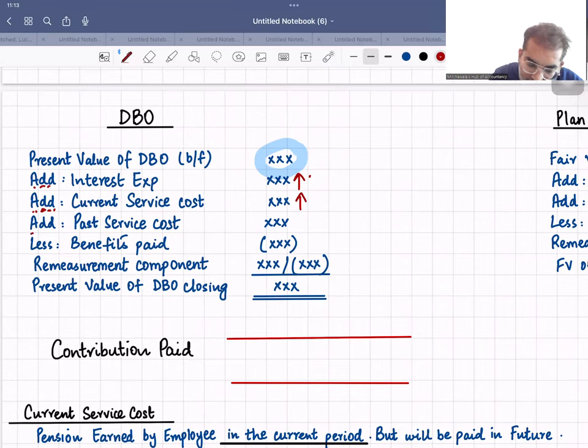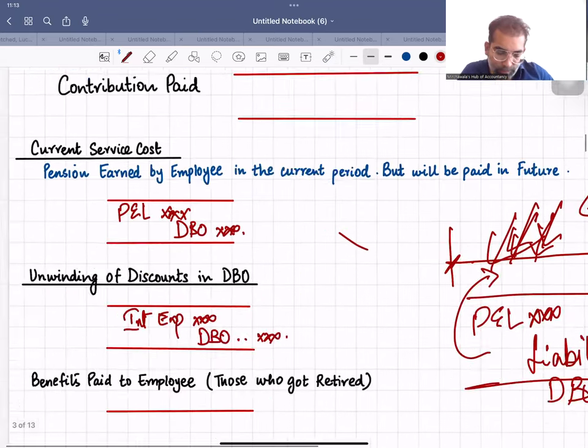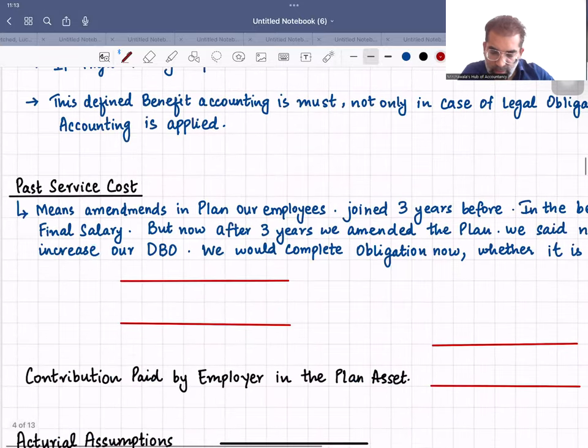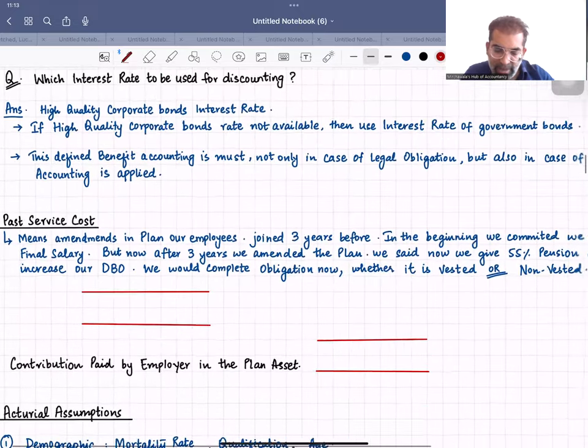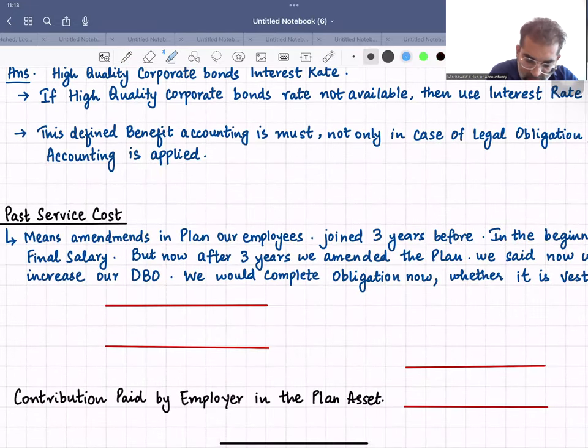The next thing is past service cost. There is a word, past service cost. It's a very good topic. Let me explain everything with theory. See, past service cost means basically an amendment in the plan of our employees. Listen, what does it mean?